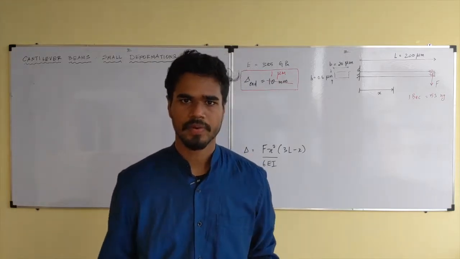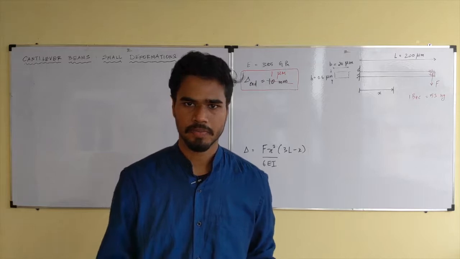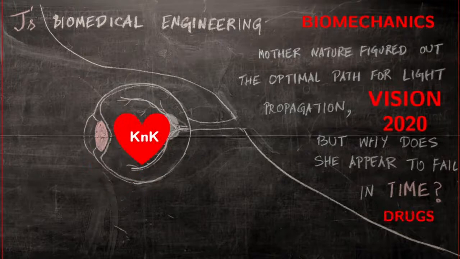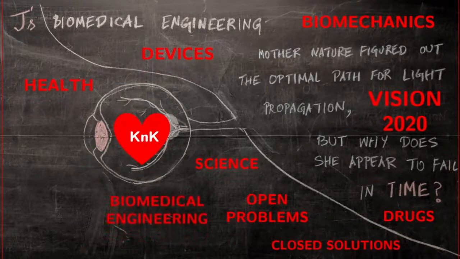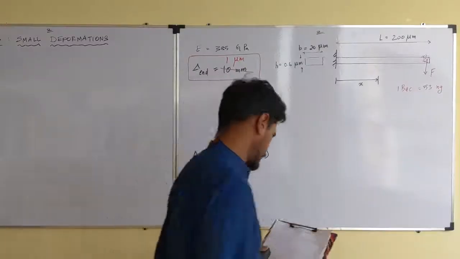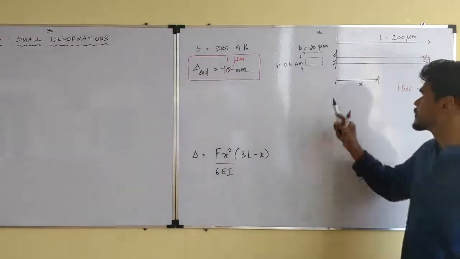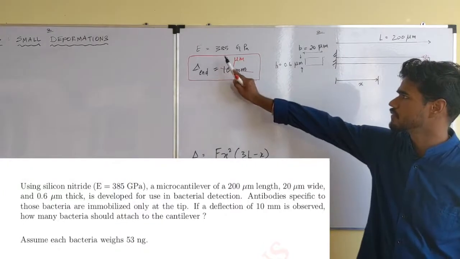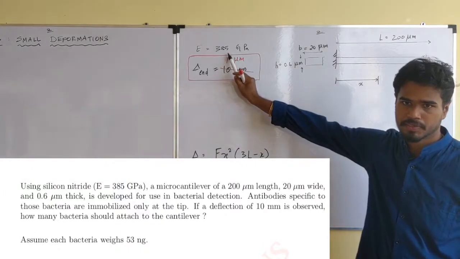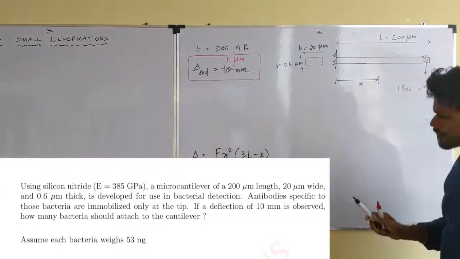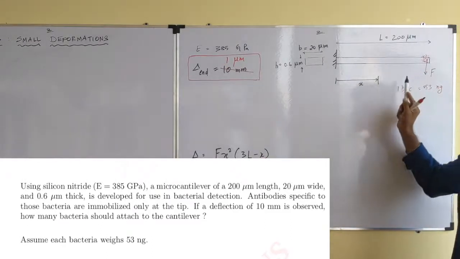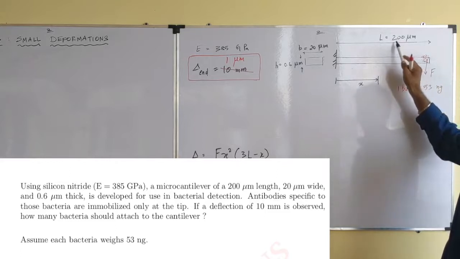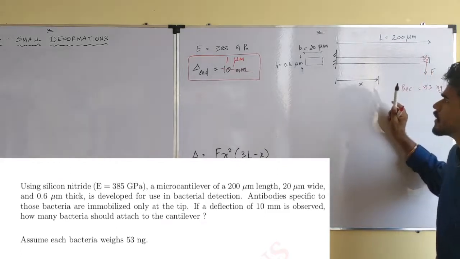Following that, we will look at the necessary theory in order to solve the example problem. For the example problem, we are given a silicon nitride beam. This has a Young's modulus of 385 gigapascals. It's a micro-cantilever, so the dimensions are all in the micro range. The length of the beam is 200 micrometers.